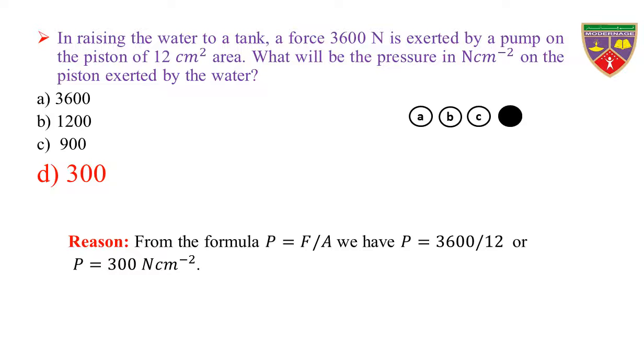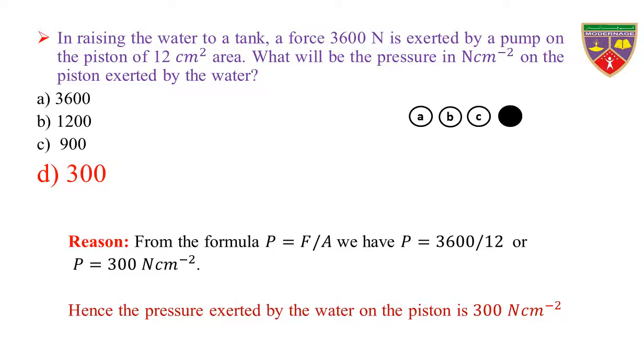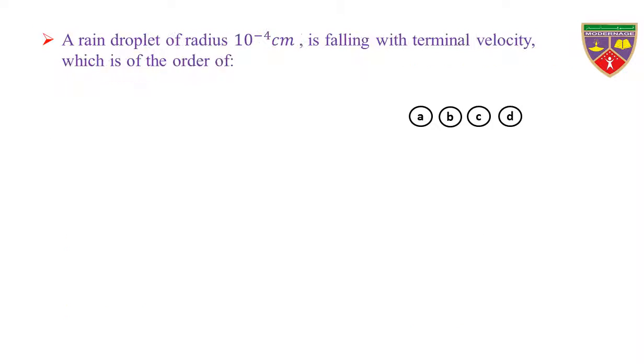Reason: from the formula P = F/A, we have P = 3600/12, or P = 300 N/cm². Hence, the pressure exerted by the water on the piston is 300 Newton per square centimeter.